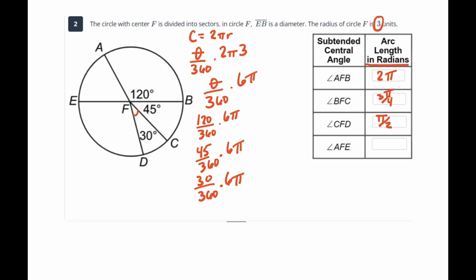And then the last one they're asking for is AFE, which is this one. Well, there's no degrees there, but remember this whole thing is 180, so 124 and 180 leaves 60 degrees. So you're going to go 60 over 360 times 6 pi. So 60 times 6 divided by 360 would actually be 1, and so 1 pi.